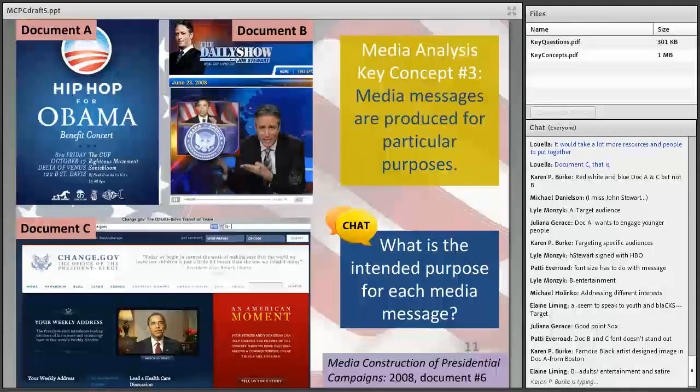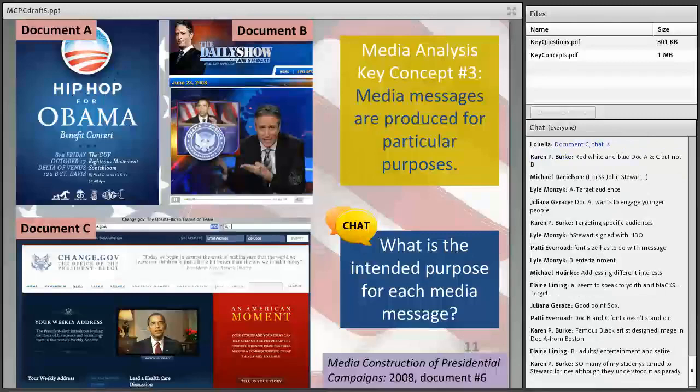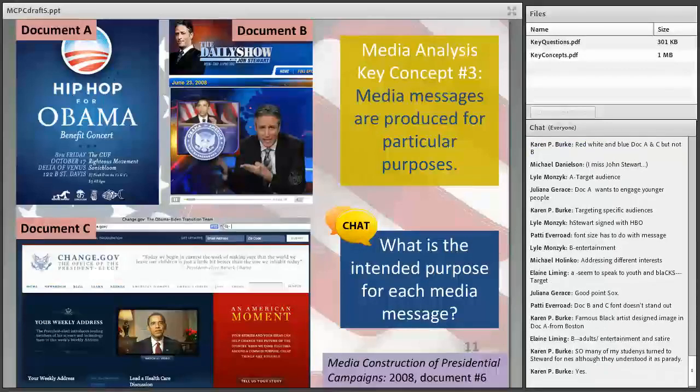Karen, I did not know that. A famous black artist designed the image in Doc A from Boston. So I assume, Karen, you mean the top image that looks like flags and almost looks like the St. Louis Arch. I was not aware of that. So this is also an opportunity to invite your students, participants, community members to help fill in the picture.